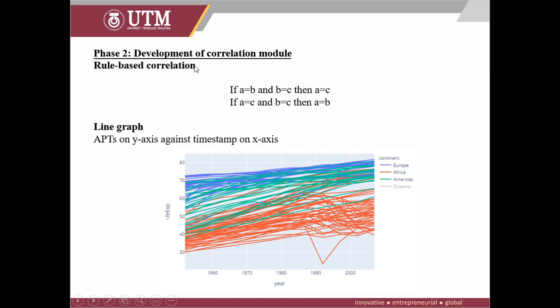And phase 2, we have the development of correlation module. So we will be using rule base, so rule base is if A equal to B, B equal to C, then A equal to C. And the line graph is used to visualize the APT stages. We will have the timeline here, we have the APT here, then you will be seeing 3 dots. First dot is the delivery, second dot is command and control, and third dot is the data exfiltration.